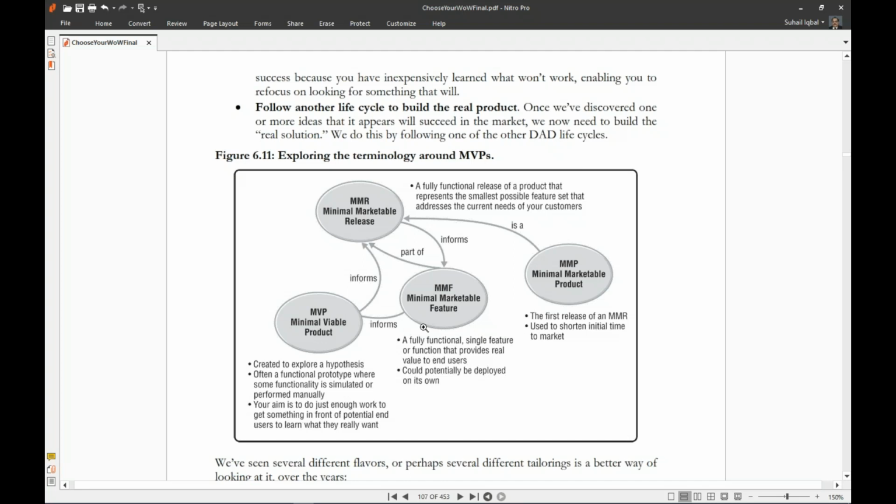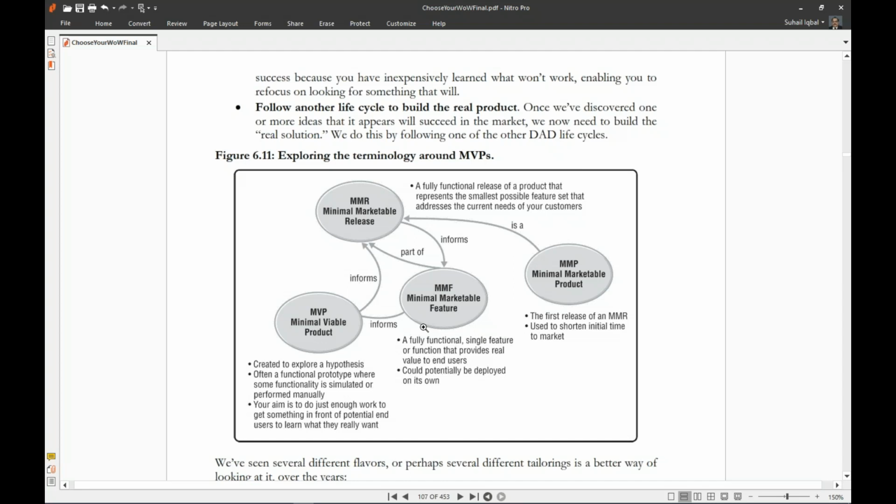Figure 6.11 is about exploring the terminology around MVPs, and it says MVP, minimal viable product, informs MMR, that is minimal marketable release, and MVP is informed by MMF, that is minimal marketable feature, and part of this minimal marketable feature is the MMR, minimal marketable release, and this minimal marketable release report informed back to MMF. The MMP, minimal marketable product, is basically included in the MMR, and that's how this cycle continues.